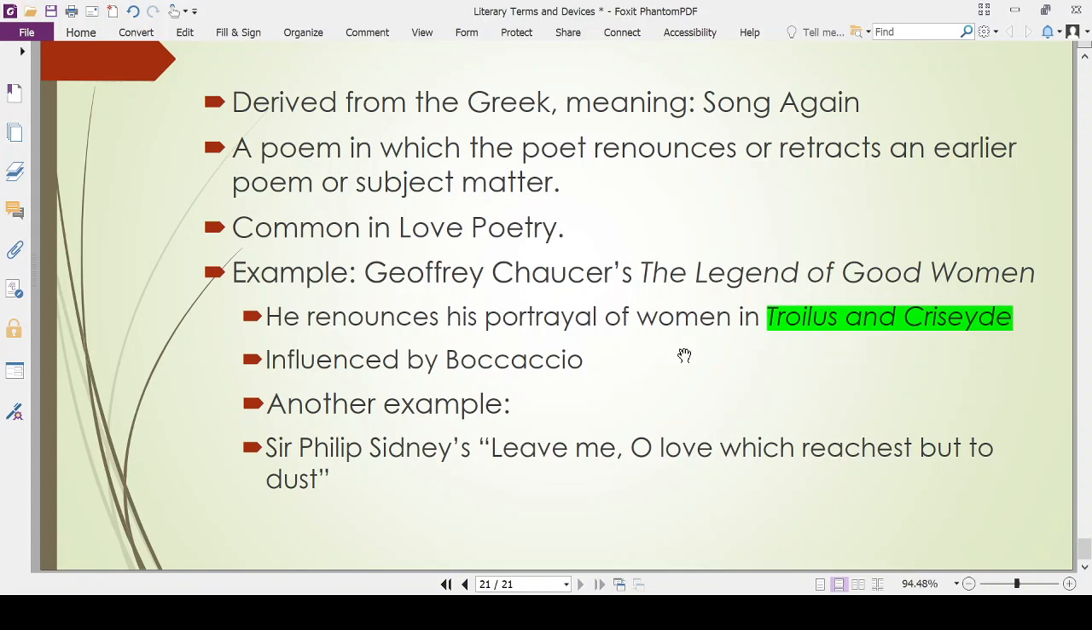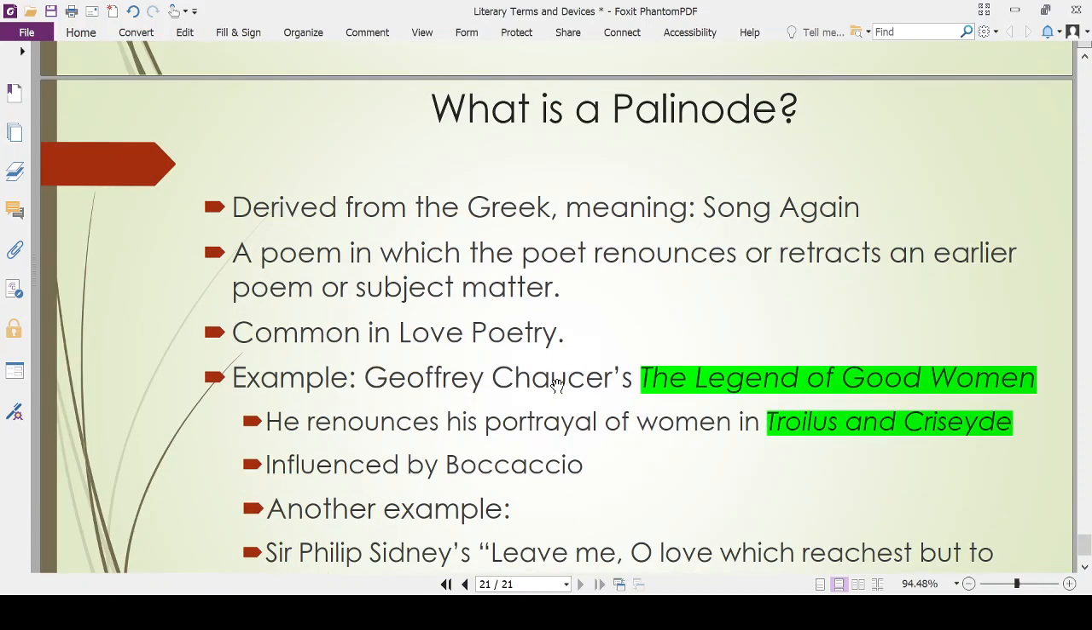And so Geoffrey Chaucer decides to write another poem called The Legend of Good Women, in which women are portrayed as lovers who are very loyal and they do everything for their lovers, and they become symbols of piety, of virtue, of loyalty to their lovers. Okay, so this one is also a palinode by Geoffrey Chaucer, in which he says that I'm sorry, I was mistaken in Troilus and Criseyde, and I want to renounce, I want to retract whatever was hurtful in this work by writing another poem called The Legend of Good Women.